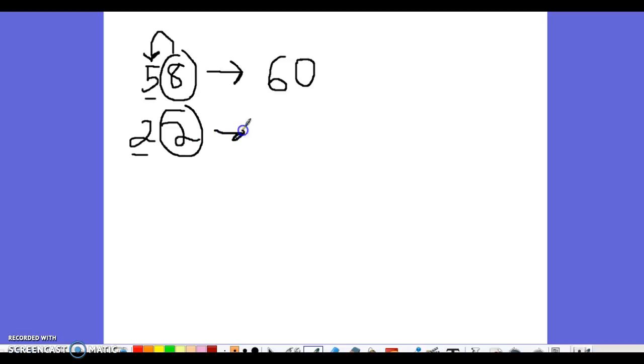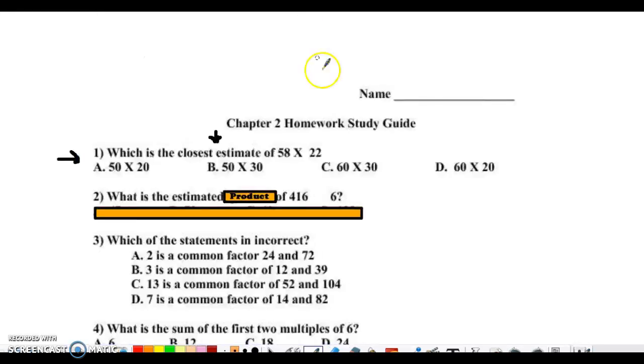I round the 22 the same exact way. Step 1, underline. Step 2, circle the digit to the right. That's the boss number. Step 3, 4 below, leave the underlined number go. That's singing the chant. So that 2 remains a 2. And step 4 is anything circled to the right becomes a 0 and you'll be all right. Which means I am estimating the product of 60 times 20. And in this case, that's choice D. I don't even need to find the actual product. I just need to know that I'm rounding 58 and 22, and eventually I would multiply.